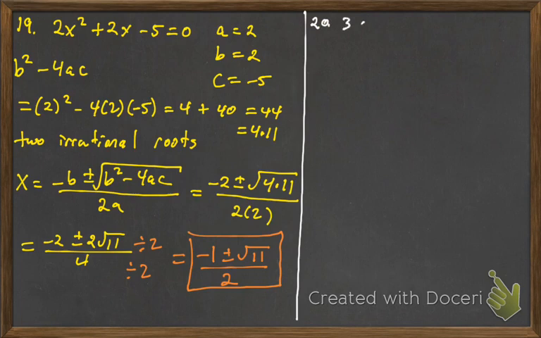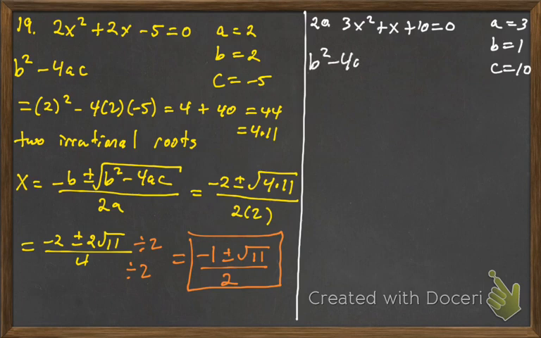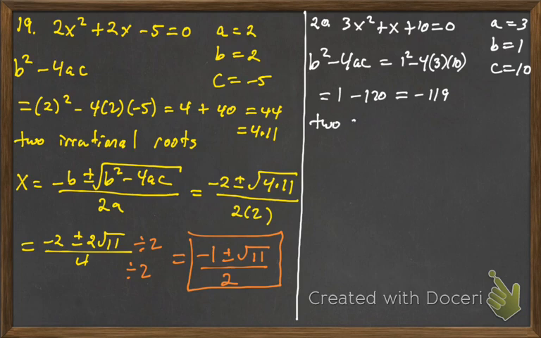All right, so last one. 3x squared plus x plus 10 is equal to 0. Identify your ABCs, 3, 1, and 10. Discriminant, b squared minus 4ac. 1 squared minus 4 times 3 times 10. And that's going to be 1 minus 120, which is negative 119. And I think that's going to be a prime, so I don't think we're going to be able to simplify that down. It is negative, so that's going to tell us we're going to have 2 complex conjugate roots.